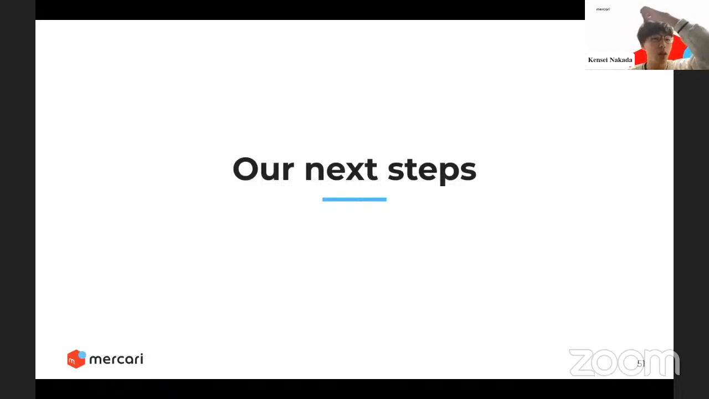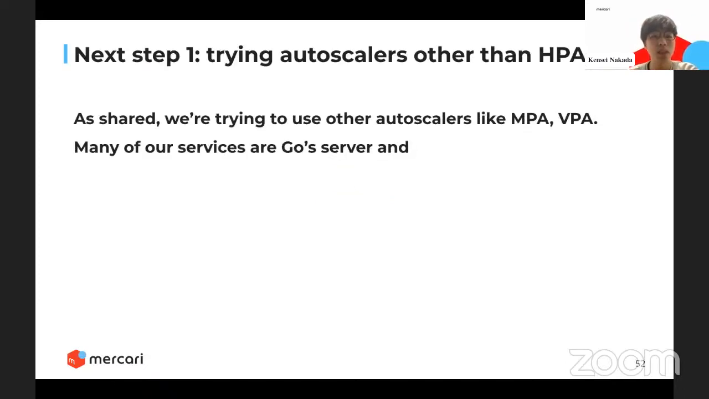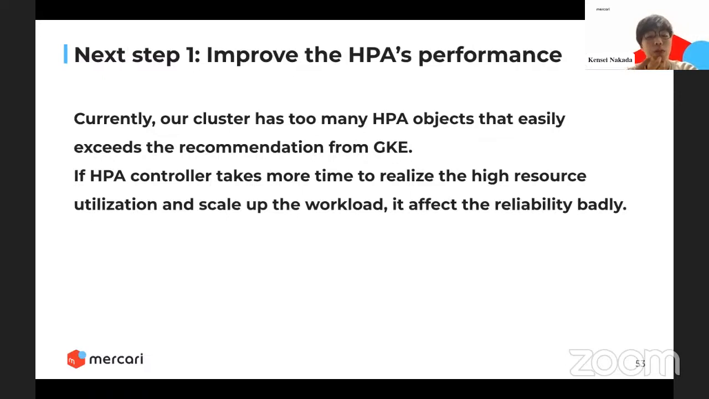So our next steps, as I said, we are now trying to find the best autoscaler on our cluster, on most of our Golang services. And other than that, we want to see the improvement in the HPA's performance. Currently, our cluster is very, very big, and the number of HPA objects is very huge. So if the controller takes more time to handle HPAs, then it affects our reliability battery. So we want to have some improvement on it.